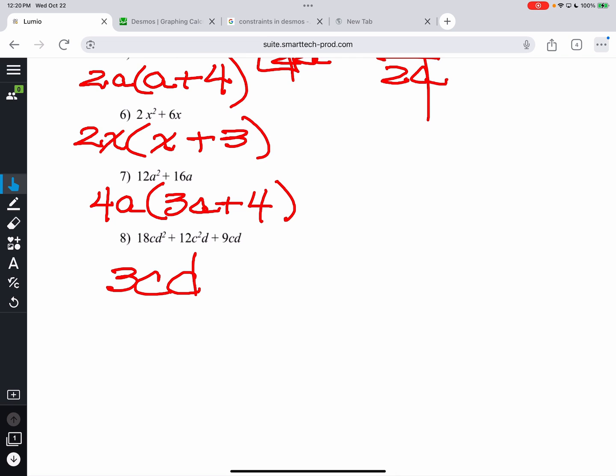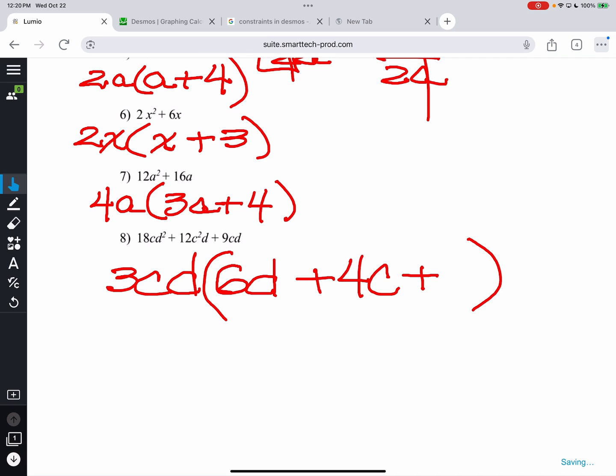Yeah. Okay, what's our left behind? 6d. Because your c's would cancel out. What would be the middle? 4c. And what's our last? 3.